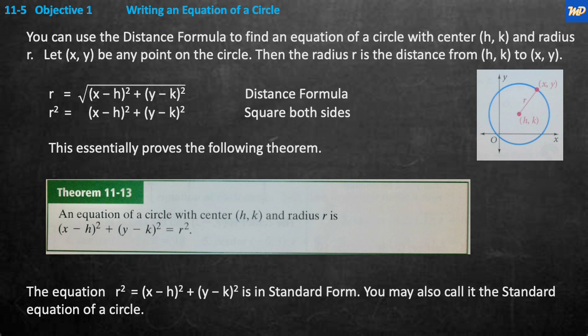An equation of a circle with a center h, k and a radius r is the quantity x minus h squared plus the quantity y minus k squared equals r squared. So the equation r squared equals the quantity x minus h squared plus the quantity y minus k squared is in standard form. You may also call it the standard equation of a circle. It pays to memorize both of those.